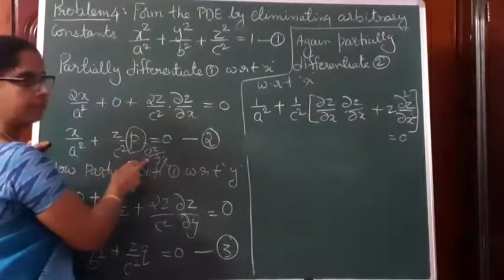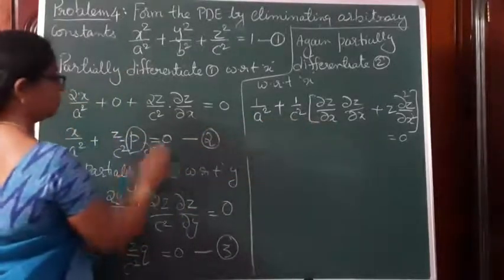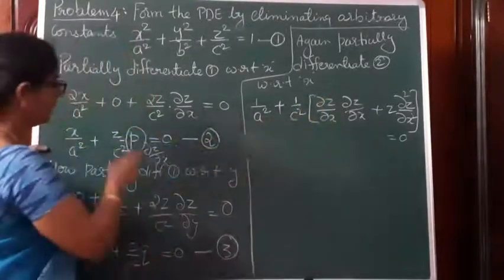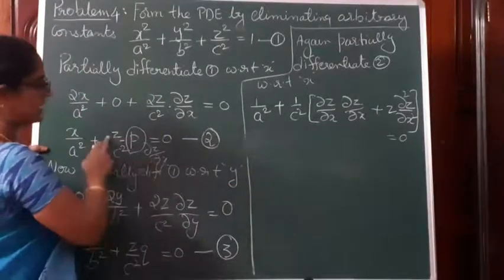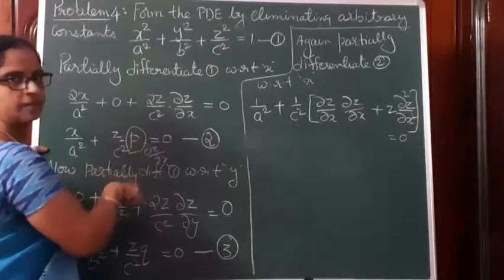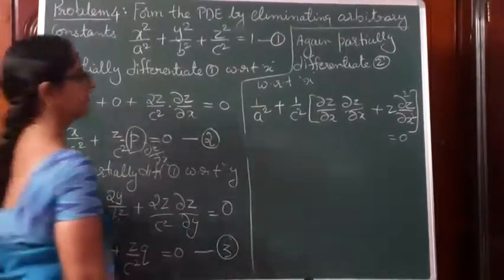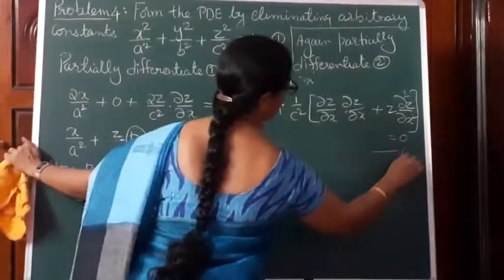u dash into v. Derivative of z with respect to x is dou z by dou x, into dou z by dou x, plus u into v dash. So z into derivative of dou z by dou x again with respect to x is dou square z by dou x square. This is equal to 0. So let us call this equation 4.